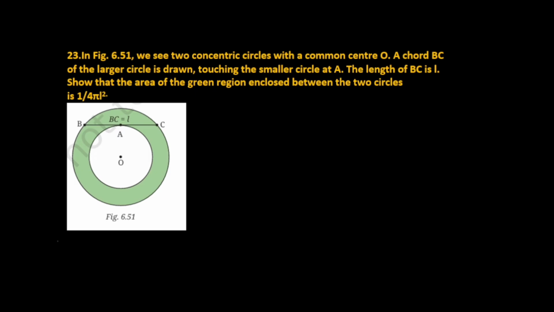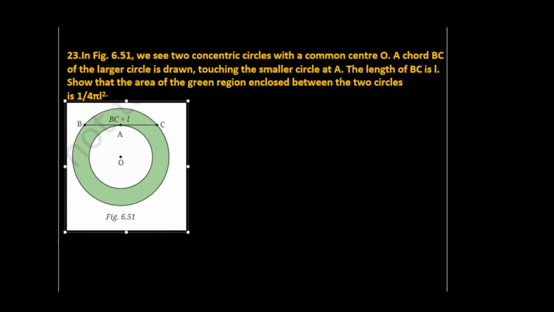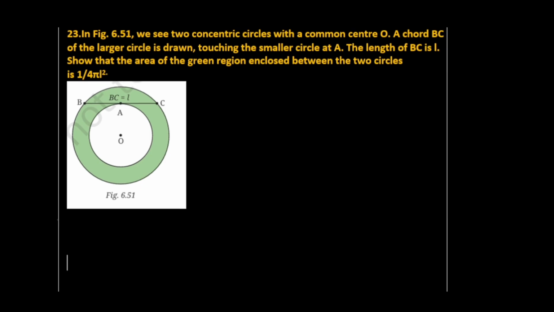Now question number 23. In the given figure, we see 2 concentric circles with the common center O. You know that 2 or more circles with the same center are called concentric circles. So here we have 2 concentric circles with center O, and a chord BC of the larger circle is drawn touching the smaller circle at A. Look at the diagram here. At A, you can see the chord BC touching the smaller circle at A.